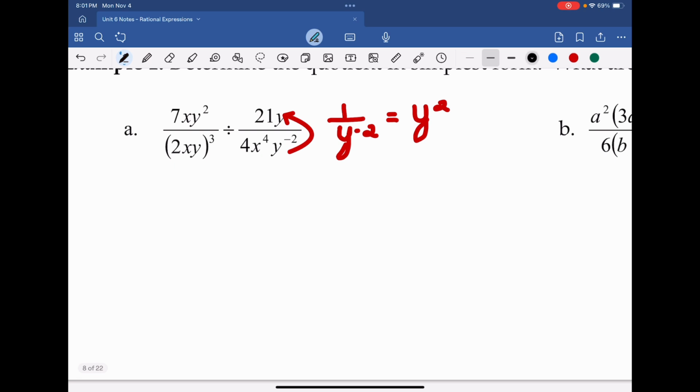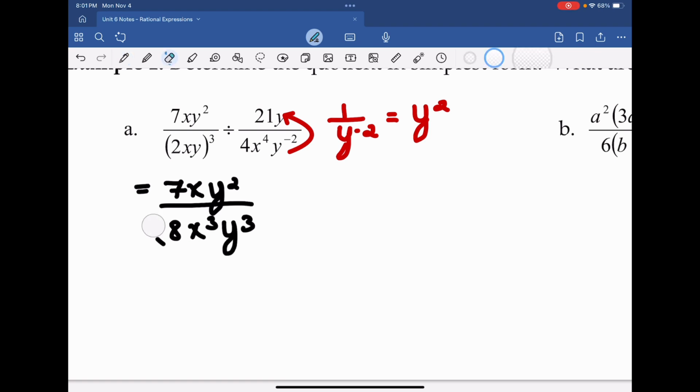So I'm going to bring it up there and make this a rational expression. Otherwise, I wouldn't consider this rational. So this is xy squared, and then divided by, in the denominator, I'm going to go 2 cubed is 8, x cubed, and y cubed. And then realistically, I won't need that bracket anymore.